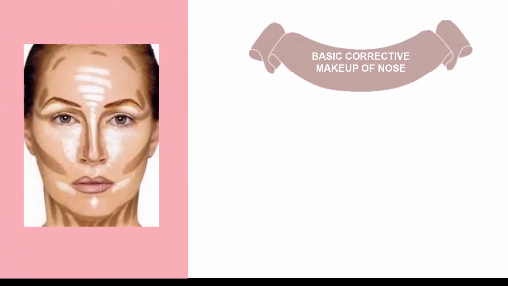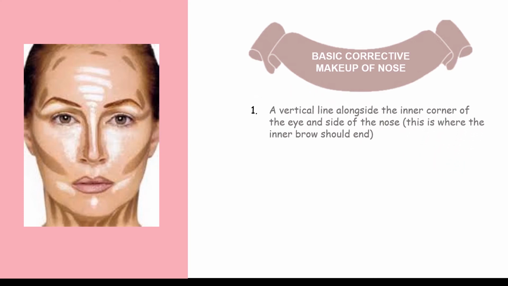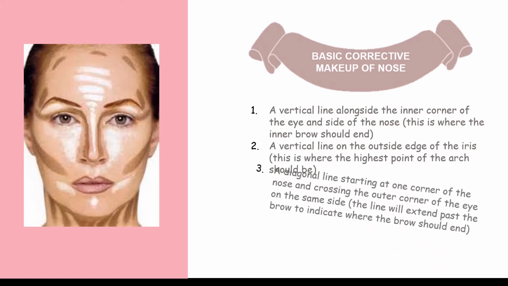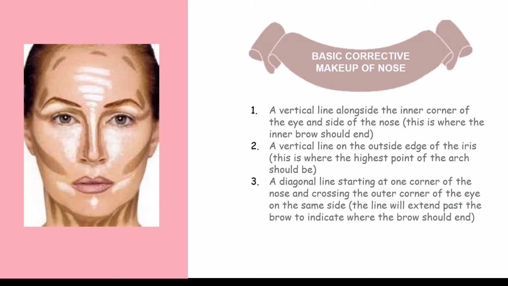Basic corrective makeup of nose. A vertical line alongside the inner corner of the eye and the side of the nose is where the inner brow should end. A vertical line on the outside edge of the iris is where the highest point of the arc should be. A diagonal line starting at one corner of the nose and crossing the outer corner of the eye on the same side will extend past the brow to indicate where the brow should end.